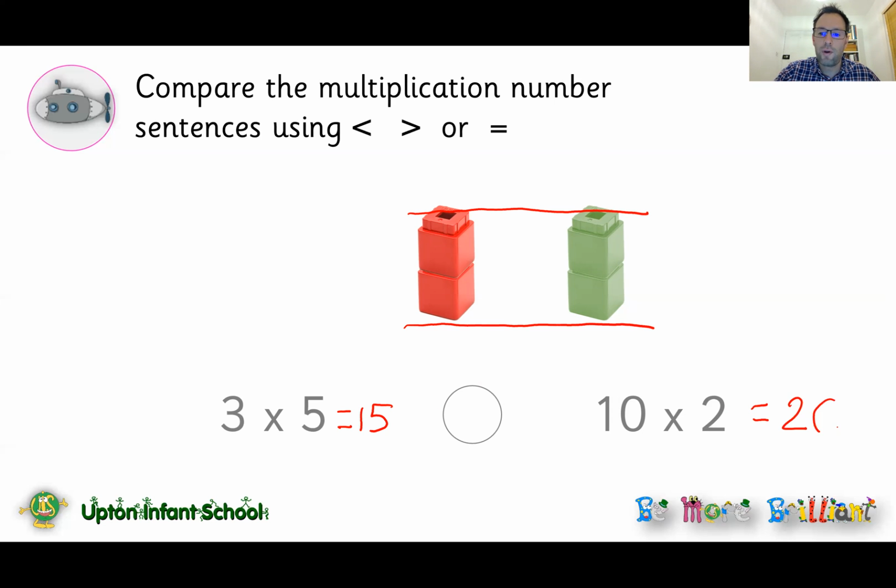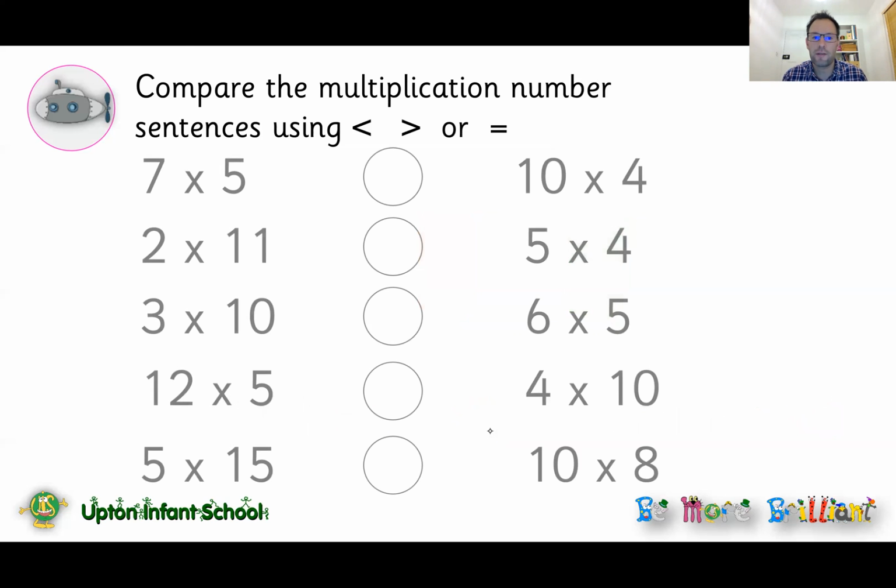I know that 20 is more than 15. It's greater than 15. So 15 is less than 20. So the sign that needs to go in the middle here, 15 is less than 20. So I'd write that sign there. So that's how you've got to solve these problems. Work out each side and write in either the less than, greater than, or equal sign to compare the number sentences.